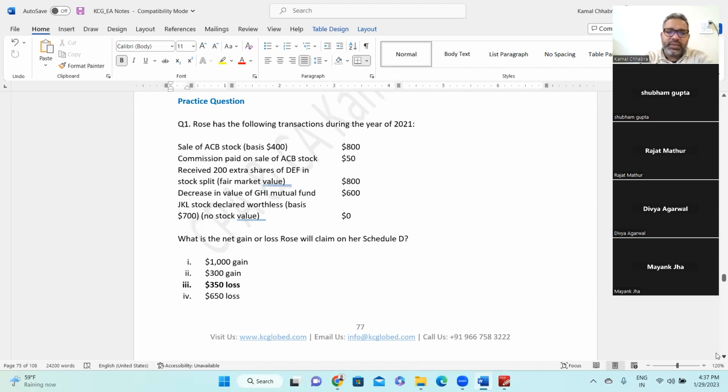Next is decrease in the value of GHI mutual fund. So the value of the mutual fund has decreased, but you have not sold it yet. Will you consider that in the calculation of gain or loss?